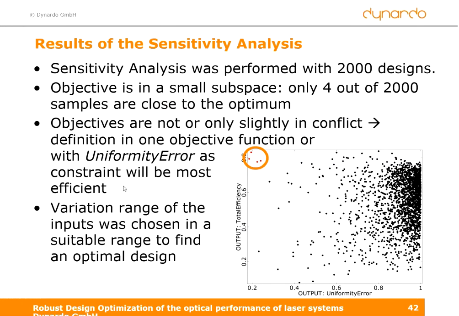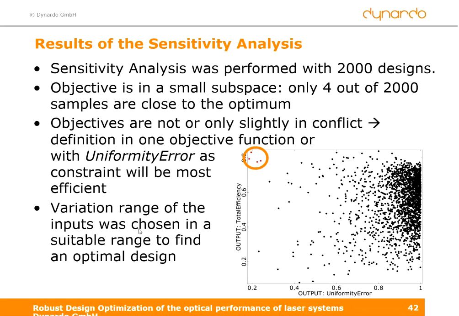As a second fact, you can see that the objectives are not or only slightly in conflict, because you see there are some designs. If there would be nothing in this optimal part of the design space, we would know, okay, it's not possible to achieve our aim. We would need to define 2 objective functions. But as they are not or only slightly in conflict, we might define the uniformity error as a constraint.